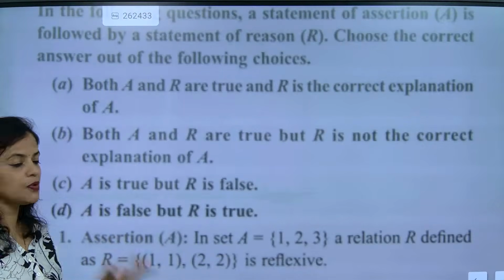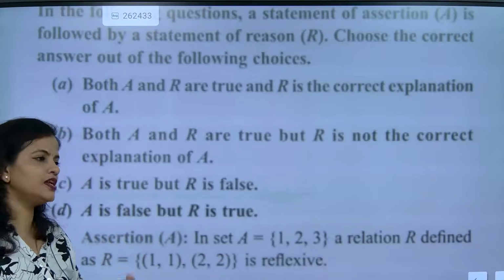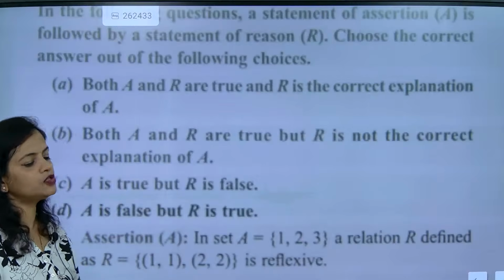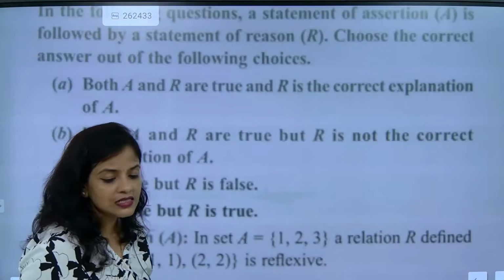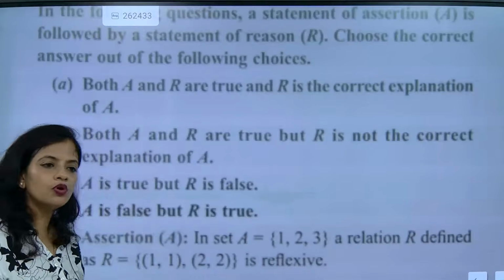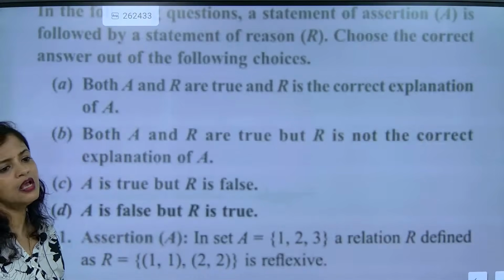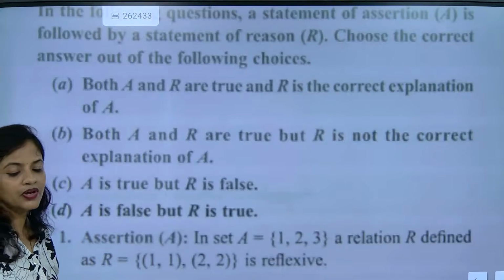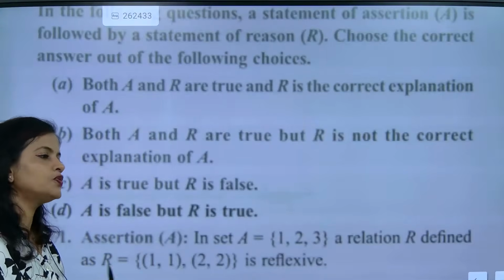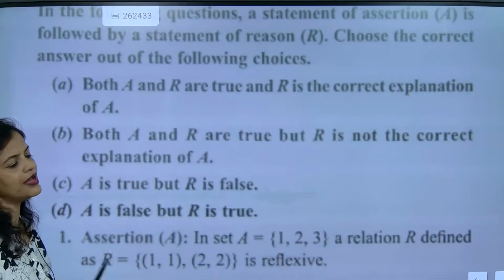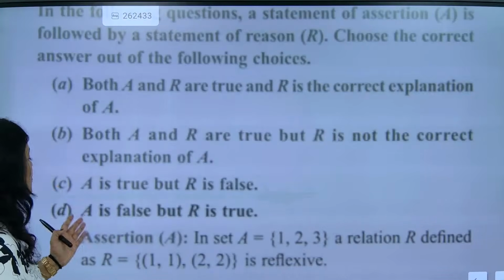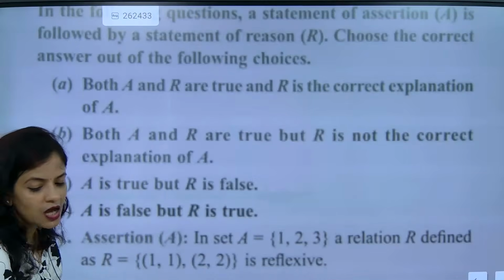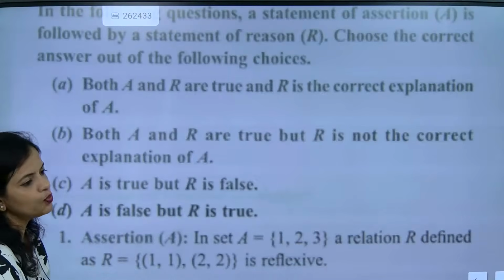So if reason is supporting the assertion, then option A. But reason has to be correct. Assertion has to be correct. So the first option is when reason is correct, assertion is correct, both are correct and reason is supporting assertion, it is option A. When reason is correct, assertion is correct, but reason is not supporting assertion, it means option B. When reason is wrong, assertion is correct, option C. When assertion is false and reason is true, option D. So these are the 4 important points to be noted.